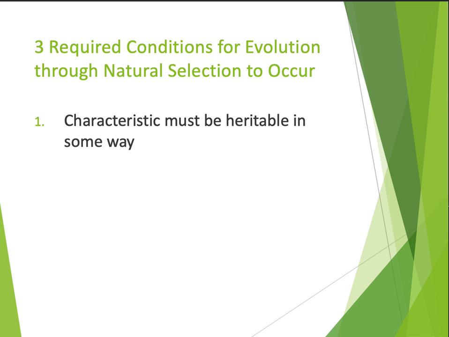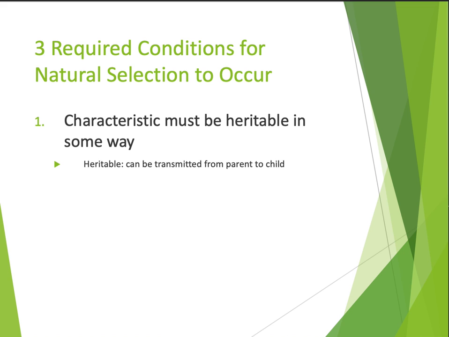First required condition. For a characteristic to evolve, meaning for it to change in the population over generations, that characteristic must be heritable in some way. Heritable. You familiar with that word? Let's mention what that one means. Heritable simply means that the characteristic can be transmitted from parent to child. It's a trait or a characteristic that can be passed down from one generation to another.